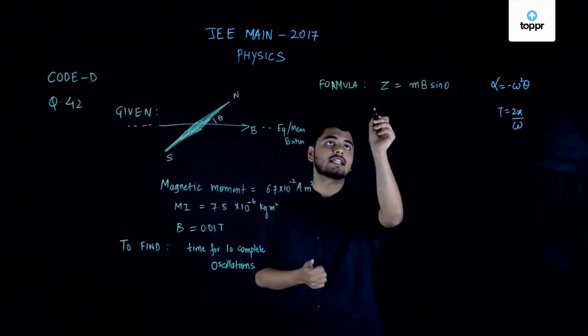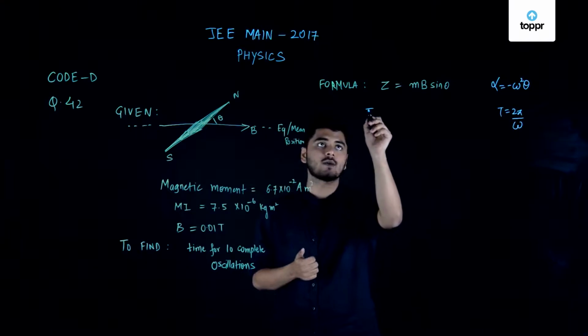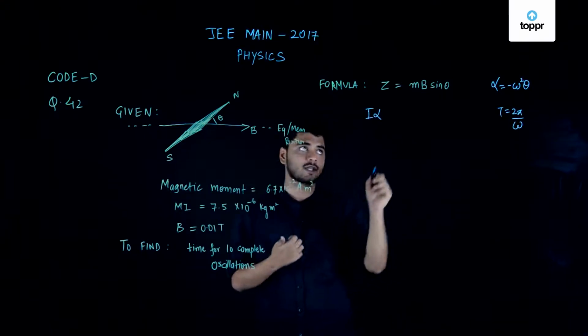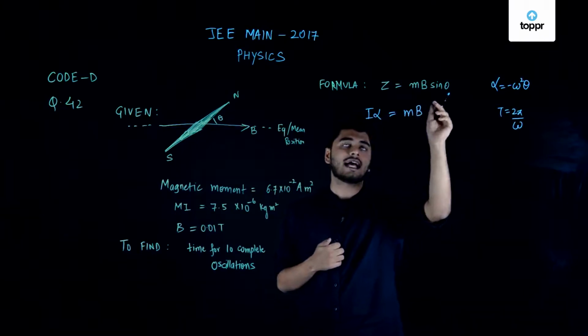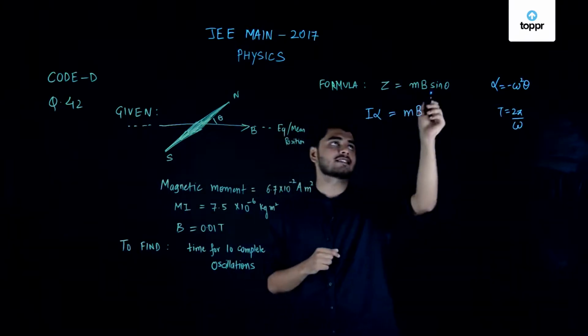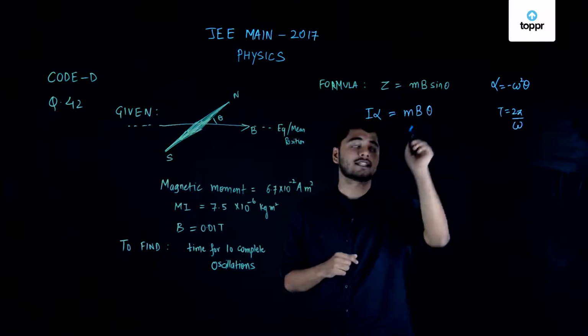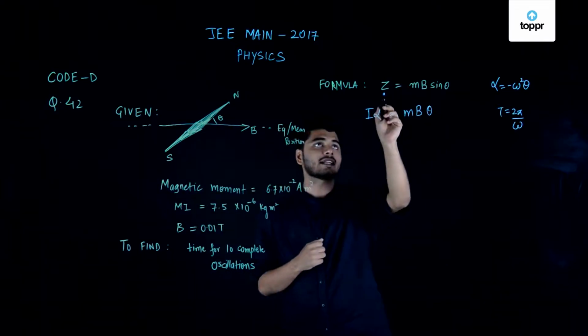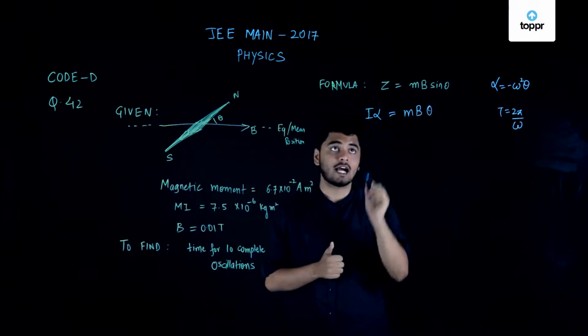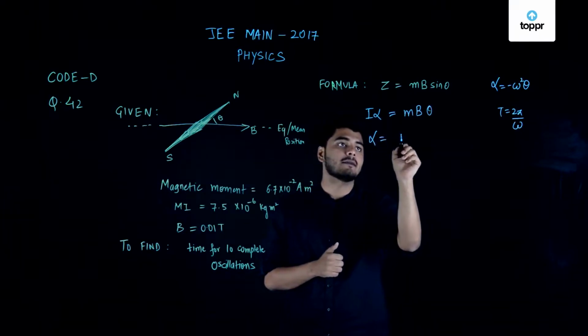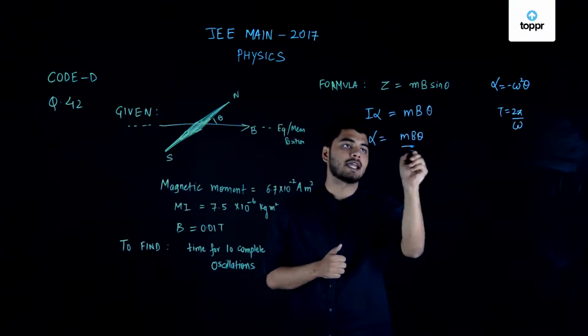Now, I know that torque is equal to I alpha, so I can write I alpha equal to mB sin theta. Since theta is very small, sin theta can approximately be written as theta. So I get torque, which is equal to I alpha, equal to mB theta. Now my alpha comes out to be mB theta by I.